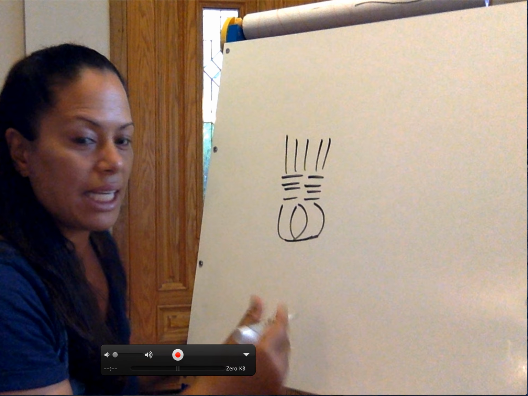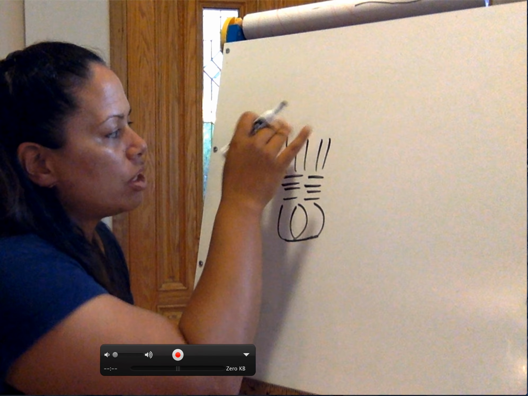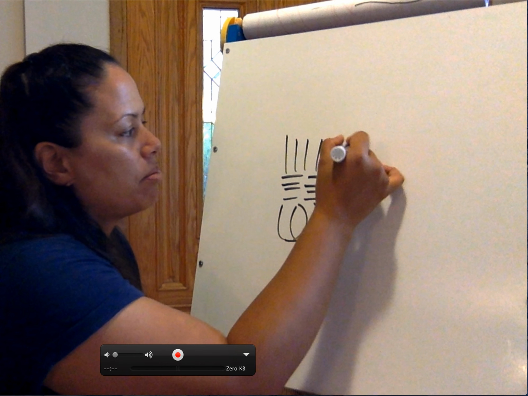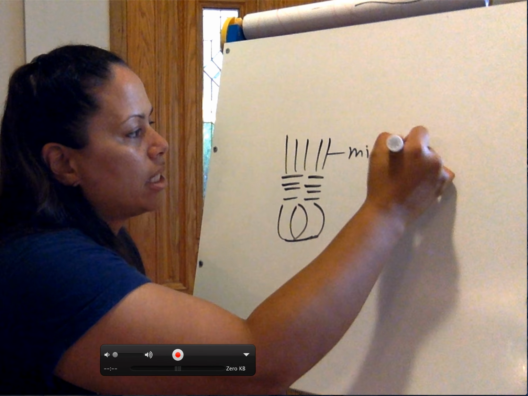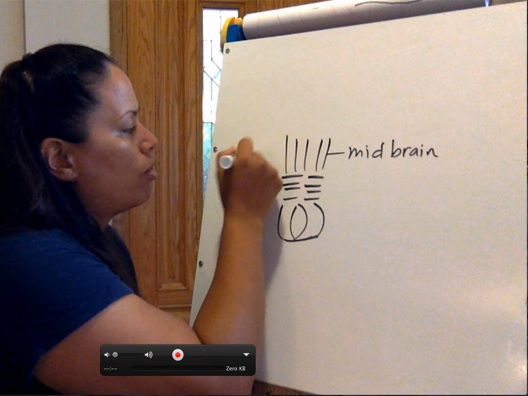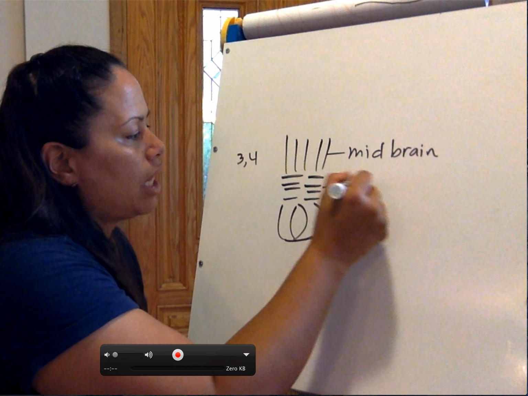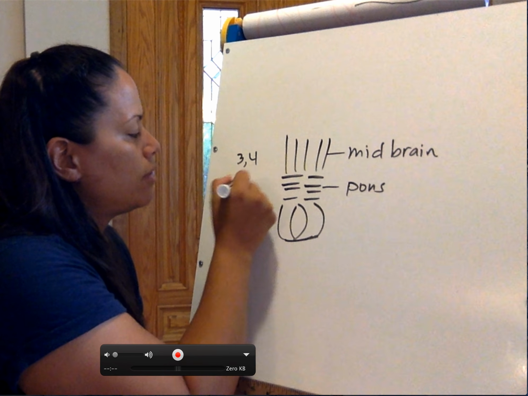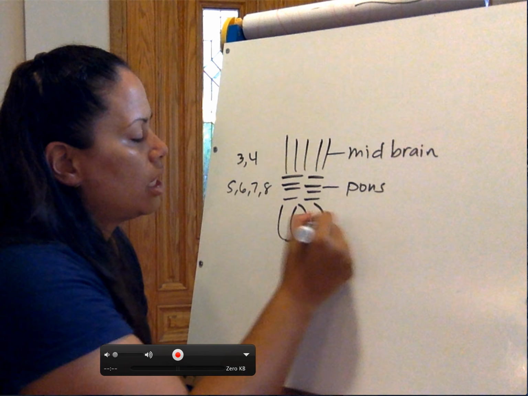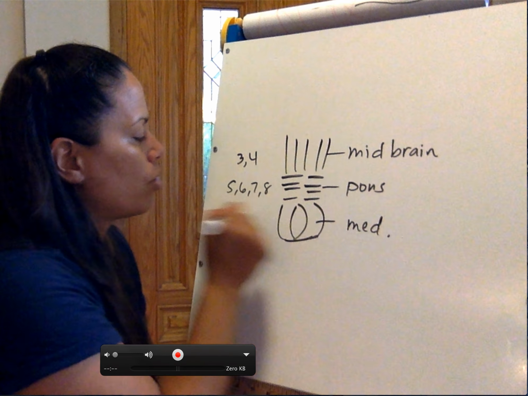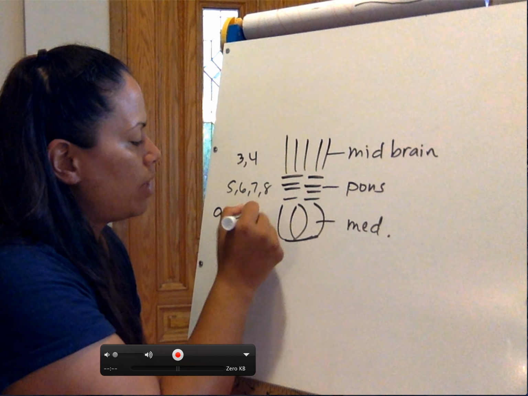For simplicity, it looks like a little guy, right? So there's a change in direction for the fibers. The midbrain has cranial nerves 3 and 4. The pons has cranial nerves 5, 6, 7, 8. The medulla has cranial nerves 9, 10, 11, and 12.